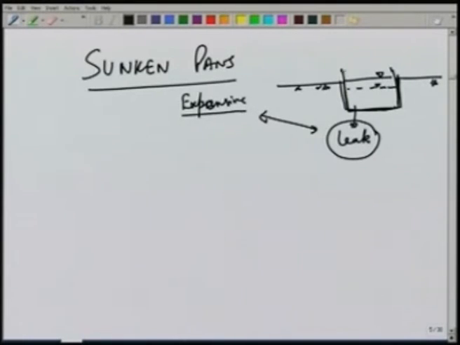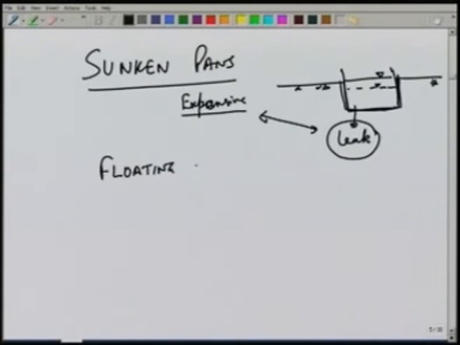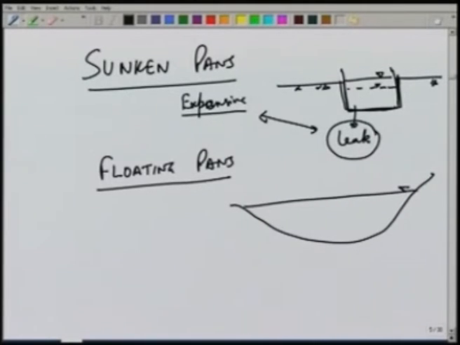So these two factors, because of its cost and because of inability to detect the presence of a leak, it's not typically used in India. The other types of pans which are used are known as floating pans. And as the name suggests, there are some floating drums on which these pans are put. Since these pans are floating in the lake, they will represent the lake conditions quite accurately.